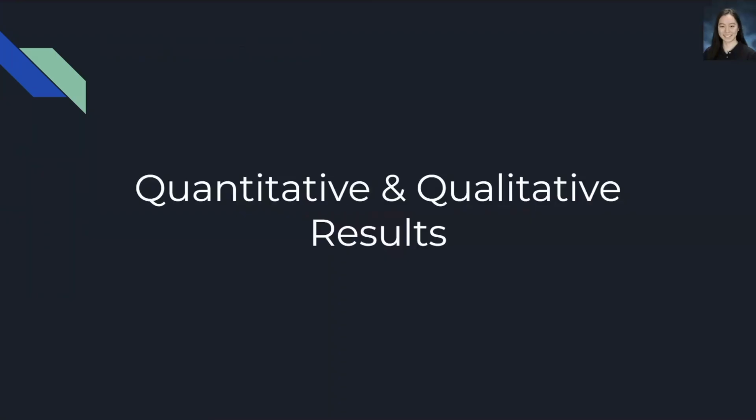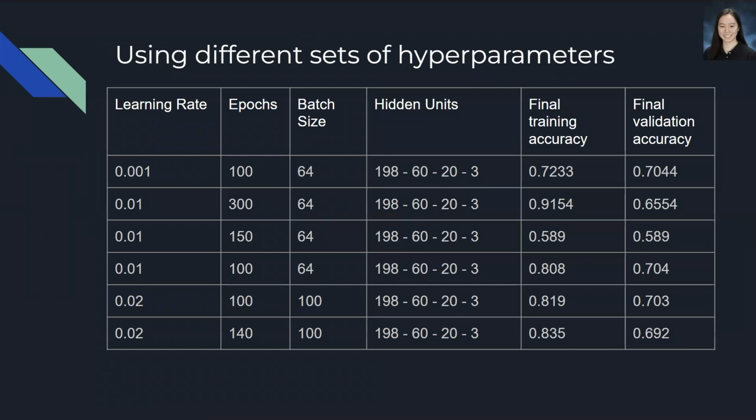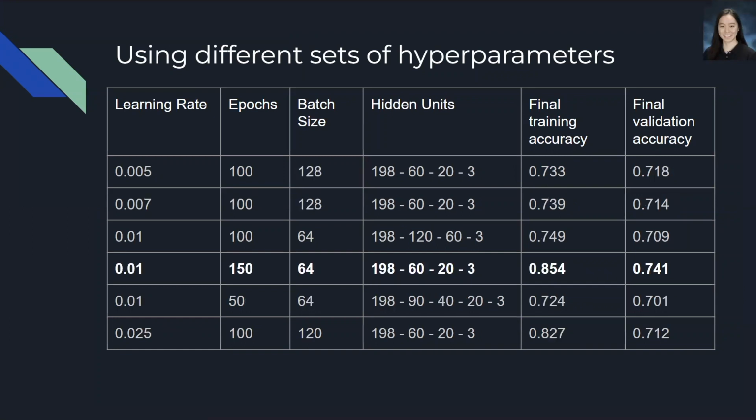So we'll talk about our quantitative and qualitative results. Our team each tuned the hyperparameters of the model. You can see that each unique set of hyperparameters yielded a different final training accuracy and final validation accuracy. The best set of hyperparameters gave a final training accuracy of 0.854 and a final validation accuracy of 0.741.